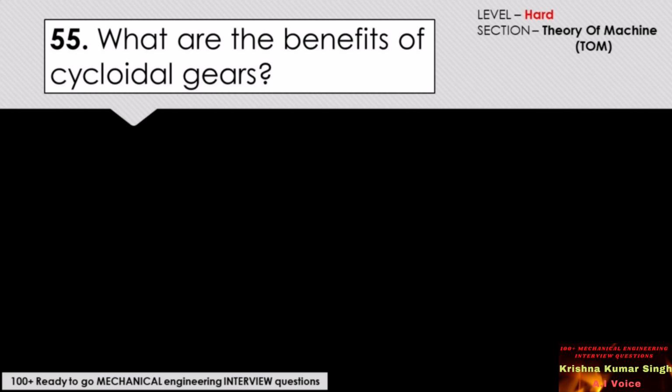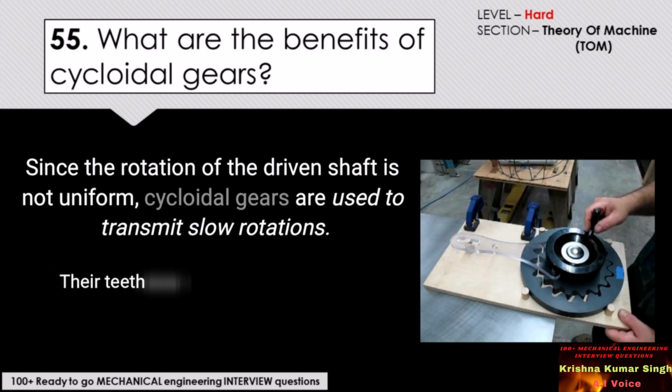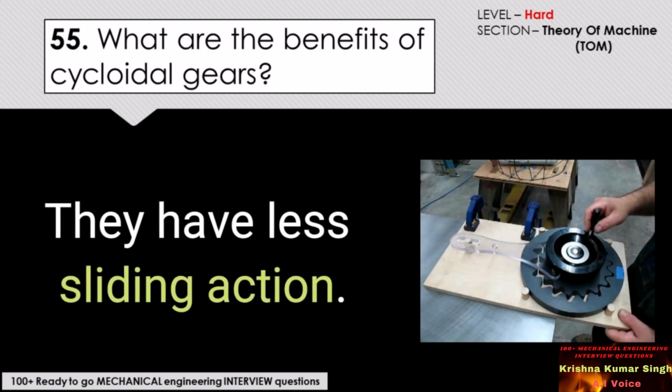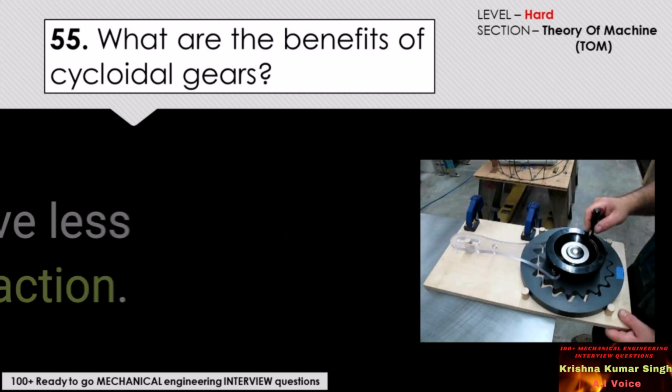What are the benefits of cycloidal gears? Since the rotation of the driven shaft is not uniform, cycloidal gears are used to transmit slow rotations. Moreover, their teeth are much stronger than the ones of involute gears, since their flanks are not radial. Another advantage of these gears is that they have less sliding action.